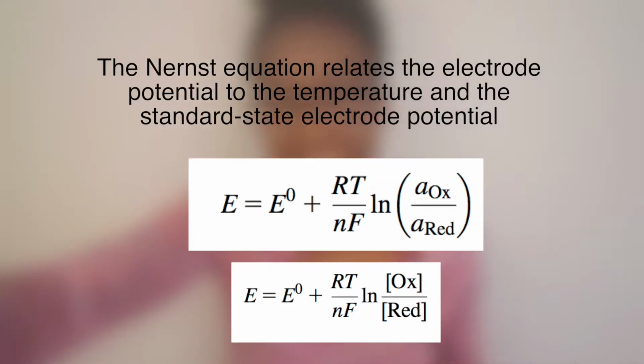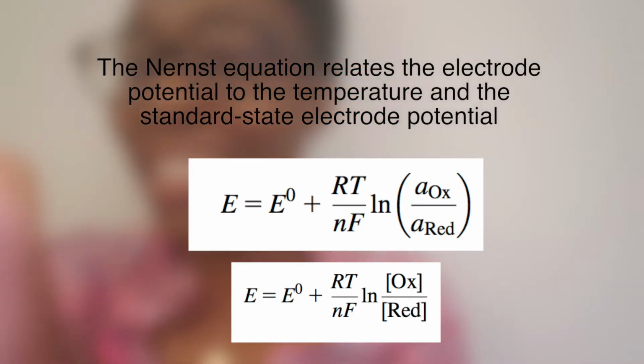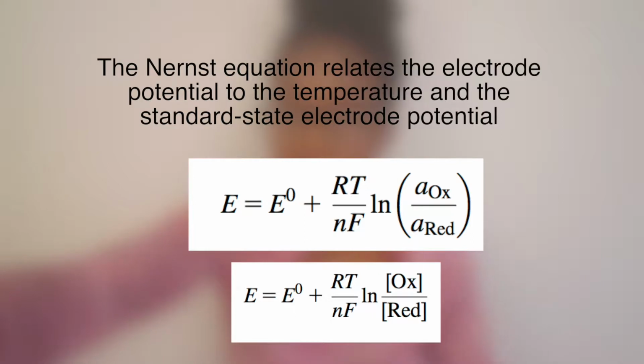Then the next piece of information that could be obtained is from the Nernst equation, which actually relates the electrode potential to the temperature and the standard state electrode potential, where you could determine the electrode potential based on the effective concentration of the oxidant and reductant and the chemical activity that's happening within the cell. The good thing about the Nernst equation is that it can be transformed to find, for example, the cell potential as well as the standard potential of the metal.